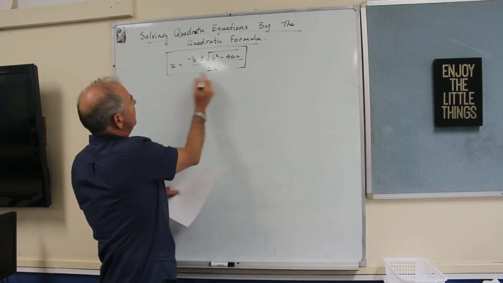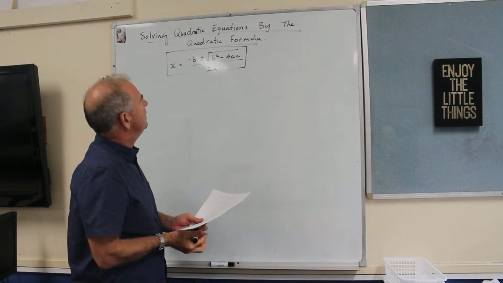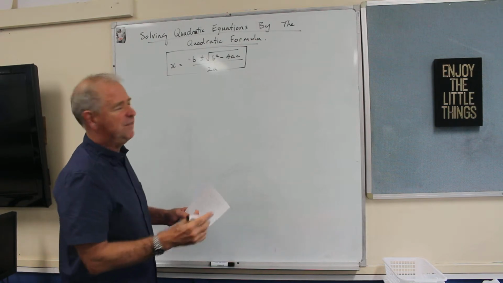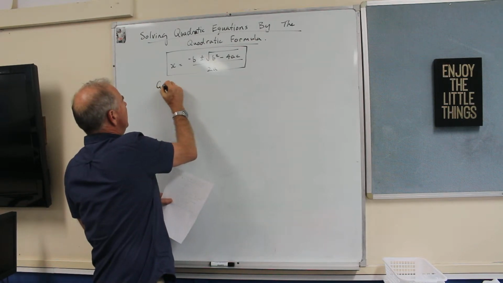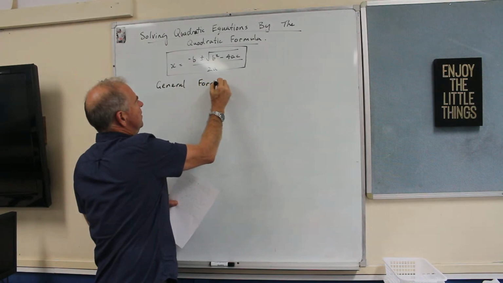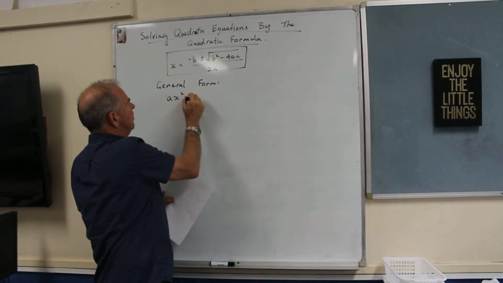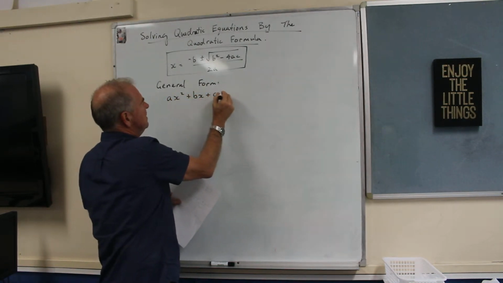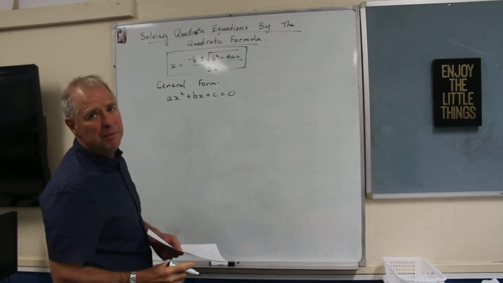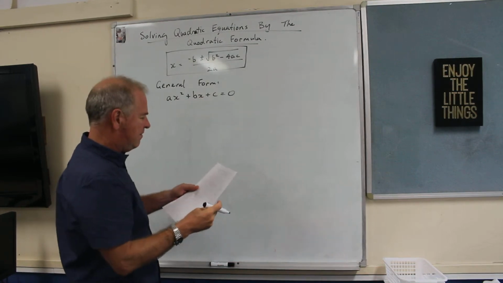So this is the quadratic formula here. Looks a bit scary to start with, but once we see what the a's, b's and c's are for, it's not difficult to use. So we've got a general form of the equation, which you should know as ax squared plus bx plus c is equal to 0. So these a's, b's and c's come from your quadratic, and it must be in that form.